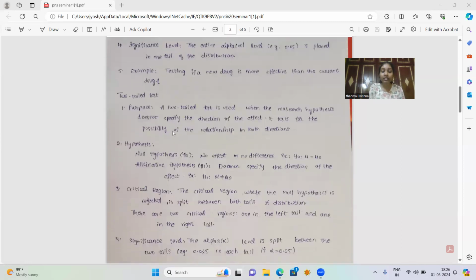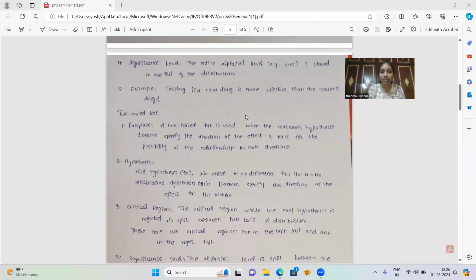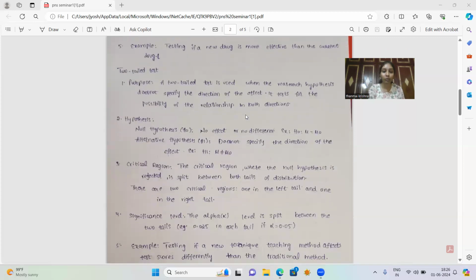Next, two tail test. The same differences we are going to discuss here, the first one is purpose. A two tail test is used when the research hypothesis does not specify the direction of the effect. Before we knew that it specifies the direction in only one way, which means either left or right. Here, it does not specify the direction of the effect.